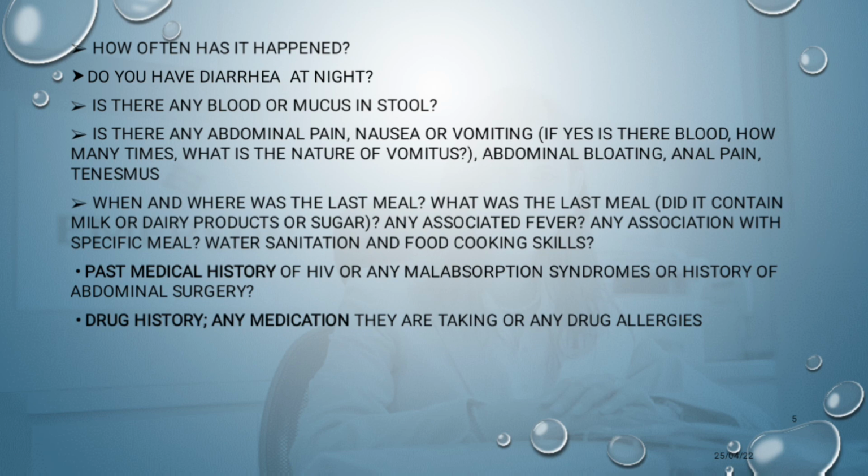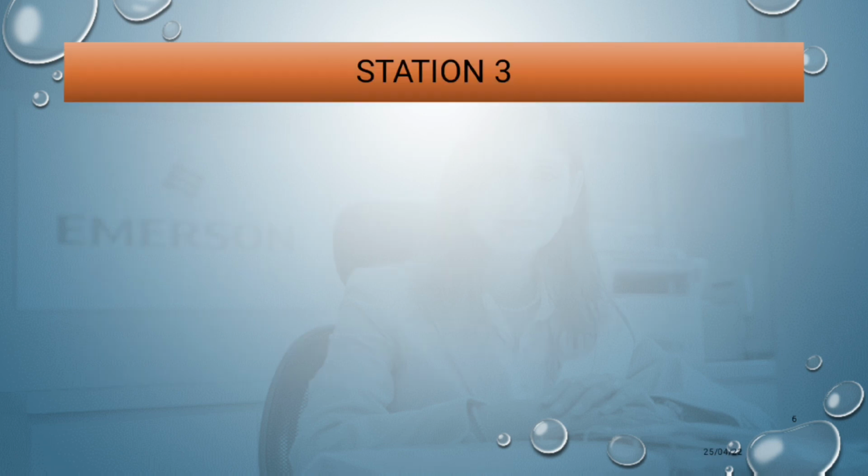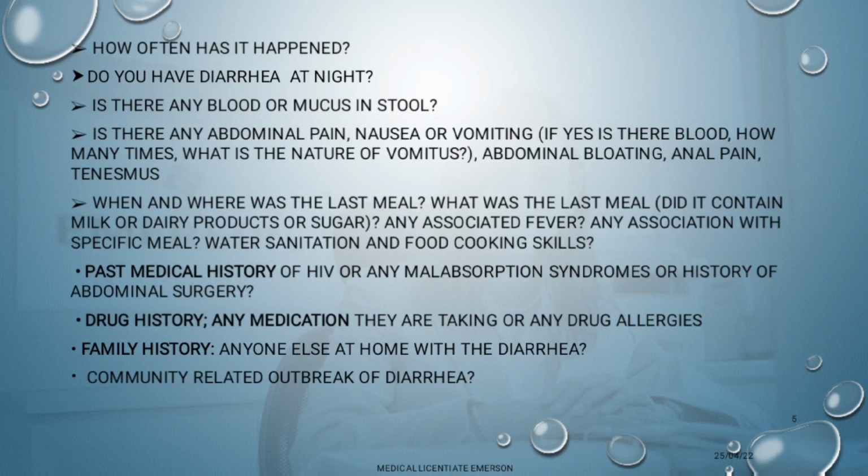Because if you ask, are you taking any drug, maybe they can refuse. But if you ask, have you been taking drugs, they'll say, I've been taking antibiotics for 2 weeks for this and this condition. Then family history: ask whether anyone in the family at home has diarrhea. Then a community-related outbreak of diarrhea, so you ask about the community. So that's the end of the station.